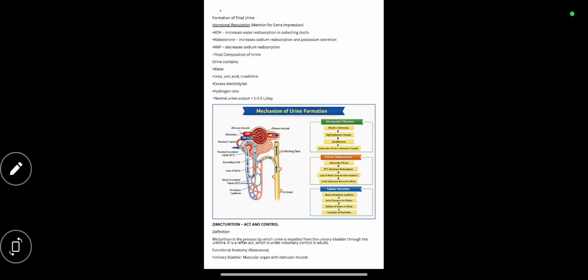The functional anatomy: the urinary bladder is a muscular organ with a detrusor muscle, which you have studied in anatomy. Then it contains an internal sphincter and an external sphincter. It is supplied by the pelvic nerve, the hypogastric nerve, and the pudendal nerve.